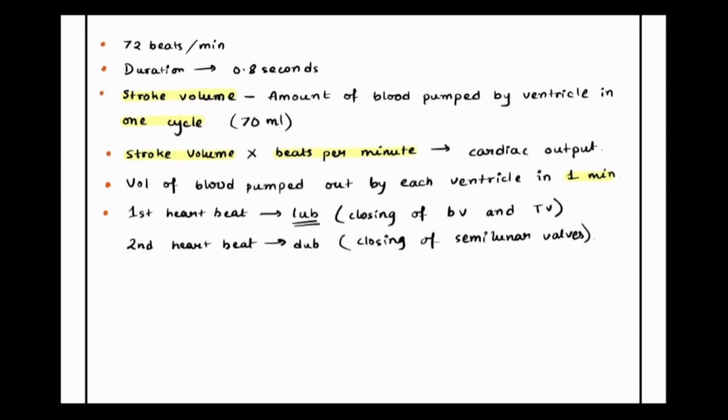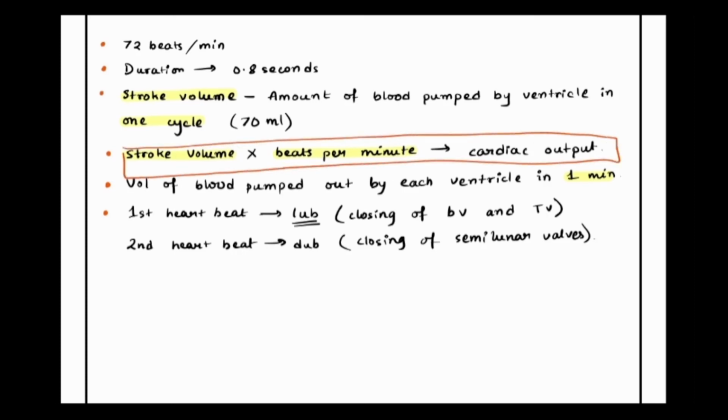Alright, so these were some of the important things that you need to know, and you might expect numericals from this formula. You have to remember this formula for objective questions, and you also have to remember the definition of the stroke volume. So basically, these points are very important that you need to know about the cardiac cycle.